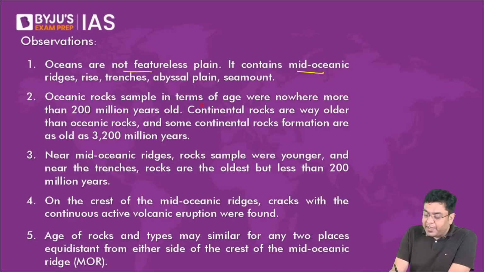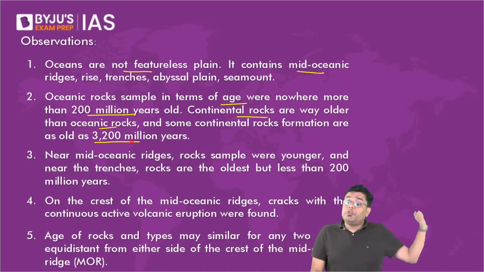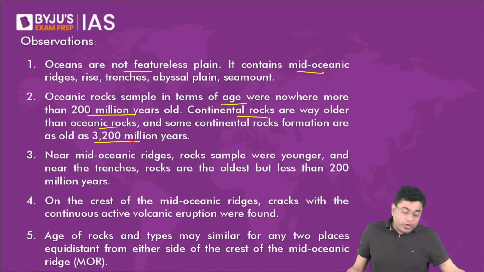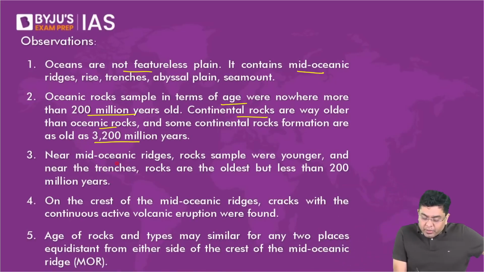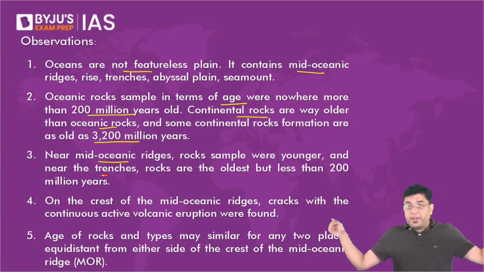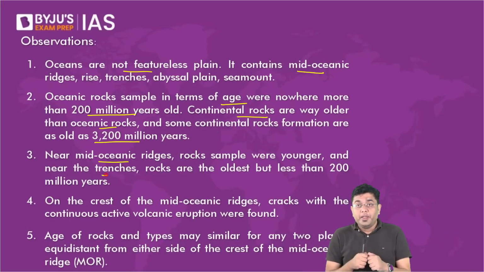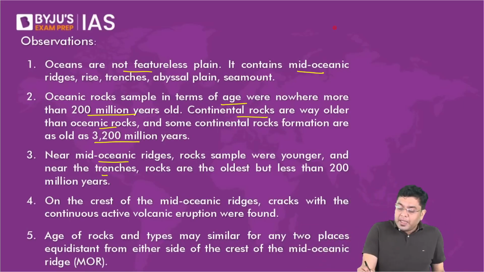Oceanic rock samples in terms of age were nowhere more than 200 million years old. Continental rocks are way older, as in many areas you will find the rocks to be around 3.2 billion years old across the continents. Now, near mid-oceanic ridges, rock samples were younger, and near the trenches, where do you find the trenches? Trenches are generally found like this. Let's suppose this is a continental crust, and let's suppose here you have an oceanic crust. So this is where you generally find the trenches.